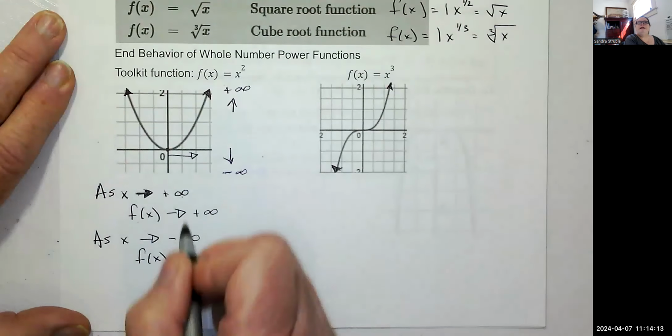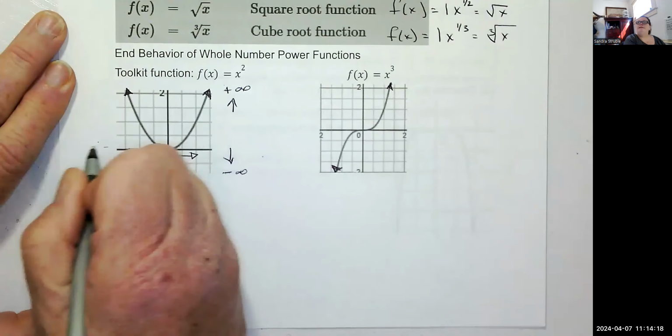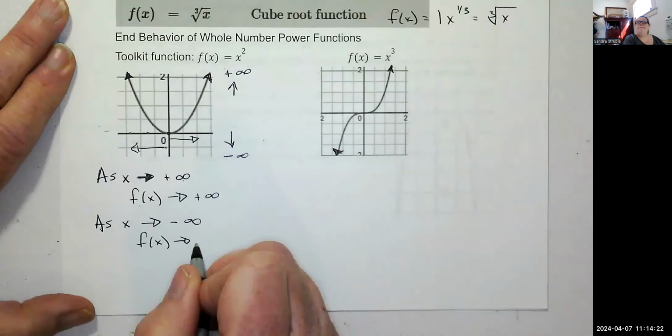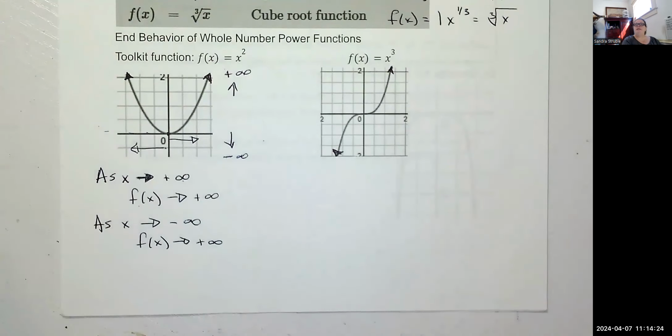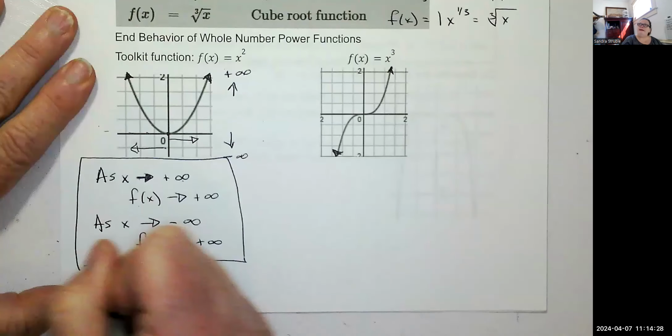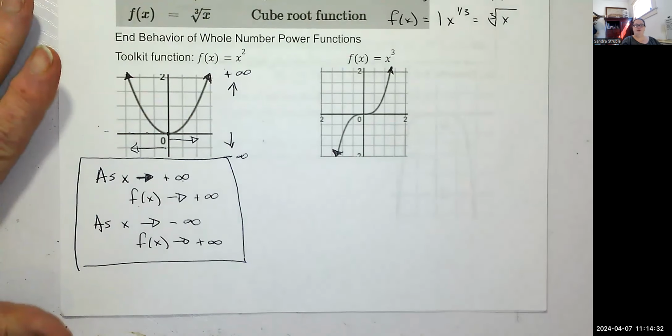As x approaches negative infinity, as it's going this direction, as our x's are getting smaller, our f(x), our y, is getting bigger. So it is positive infinity as well. This is how you represent end behavior whenever I ask you to do so.